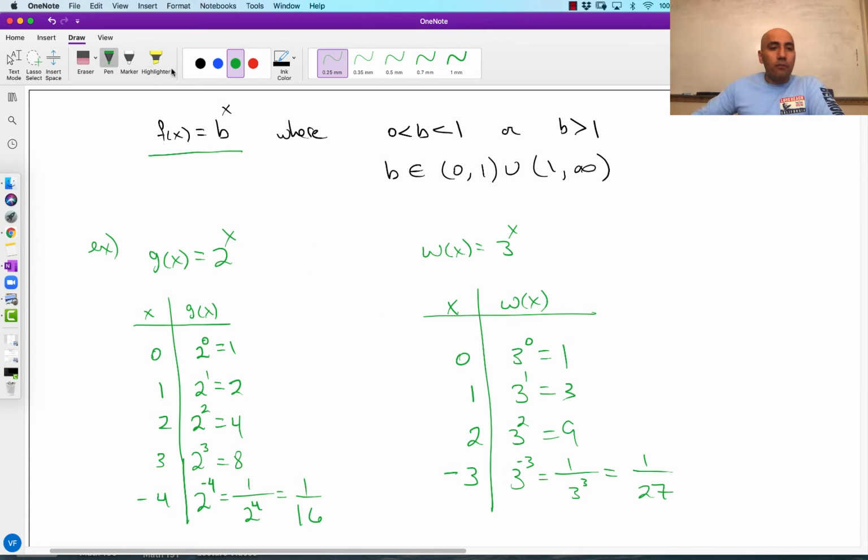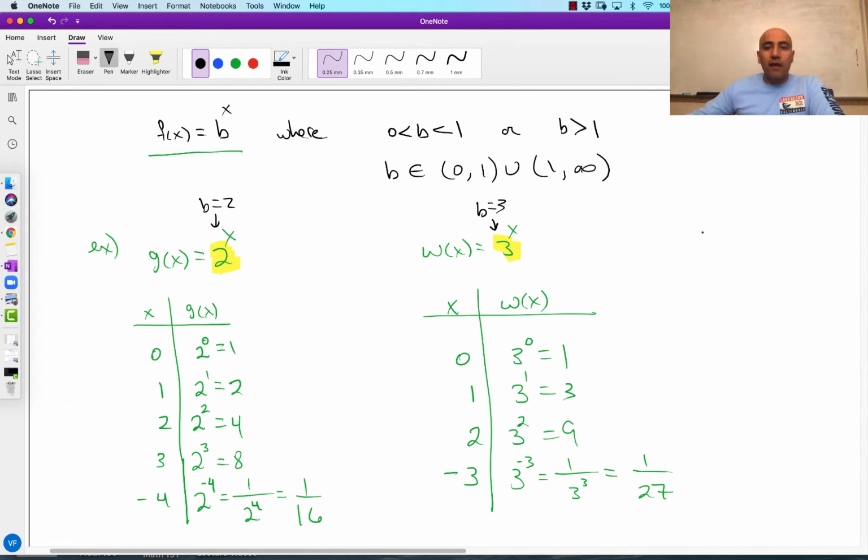And so, of course, b is a variable that can represent any constant. In this case, we let b equal 2. Here, we let b equal 3. But of course, it could be anything, as long as it satisfies these two conditions.